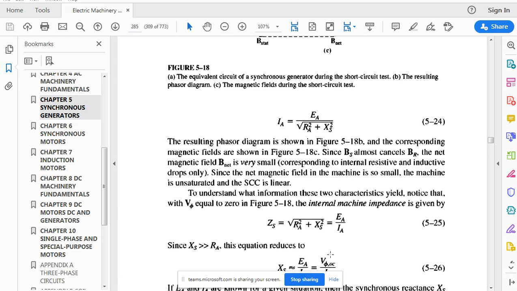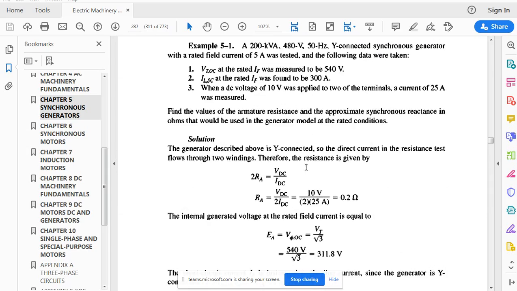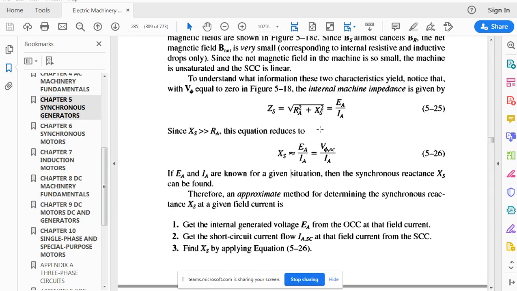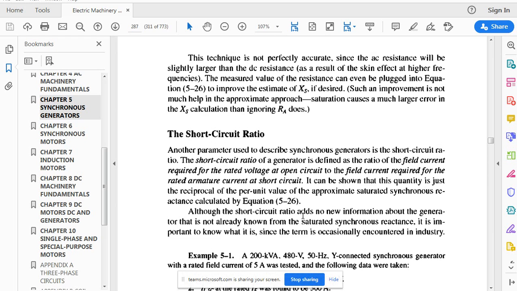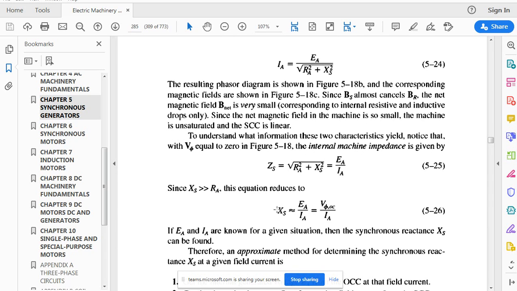So when you are dividing it over here, you are trying to make this equation over here the field current, oh sorry, this one is the field current and this one is the field current corresponding to that. So when you are dividing this EA by the respective value, you are converting it into the same field current IF that is required over there. So it can be shown that the quantity is just the reciprocal of the per unit value of the approximate saturated synchronous reactance calculated by equation 5.26, the same equation.